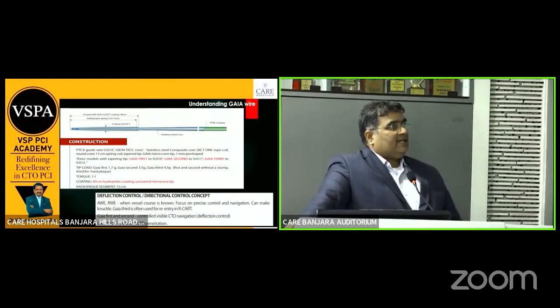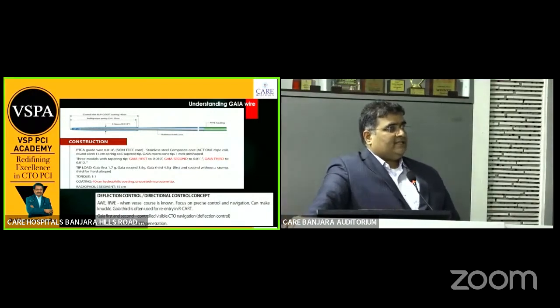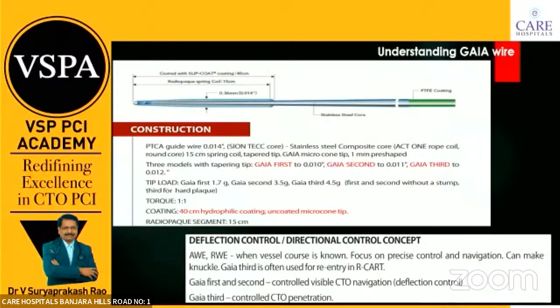Now let us understand the wire we used in this patient, that is the Gaia series of wire. Dr. Surya Prakash also was using the Gaia series of wire. This has an Act 1 rope coil, and this is a spring tip wire. The importance of the Gaia wire is the tip is a micro cone wire, and the tip is pre-shaped. The distal pre-shaping is only 1 millimeter.